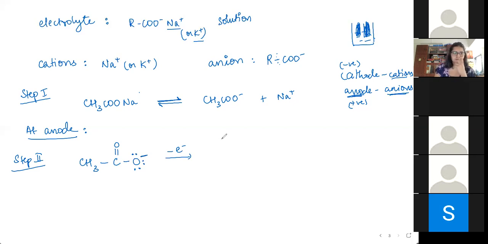A neutral compound. Okay. Could you repeat what you would remove? An electron. That's why I wrote minus electron here. The anode is going to take an electron. That's how electrolysis works. So if I remove an electron from here, like a single electron, what will I get?